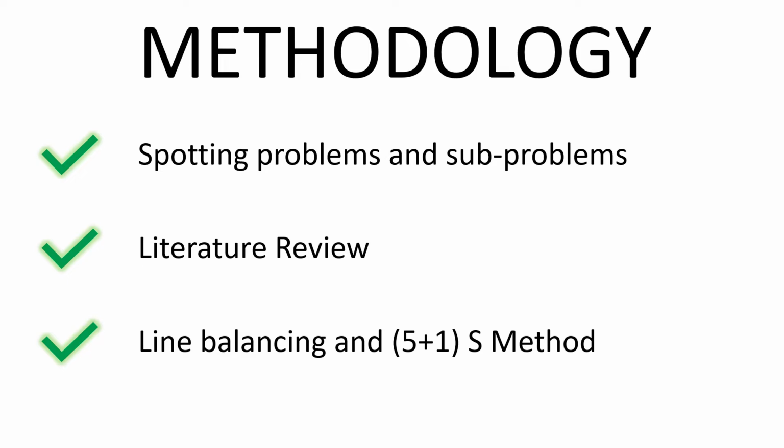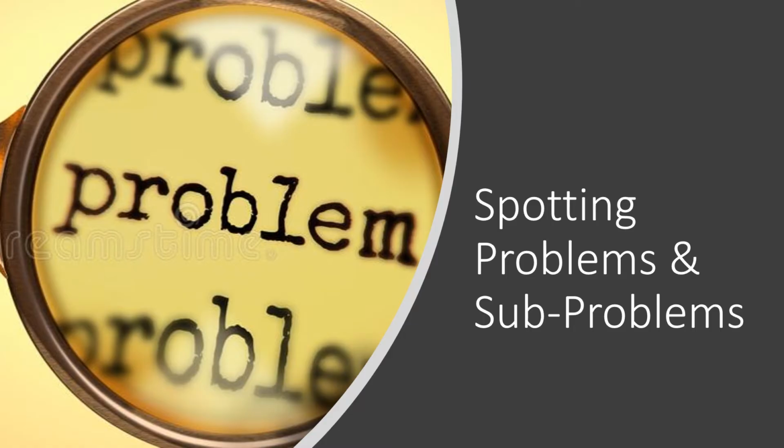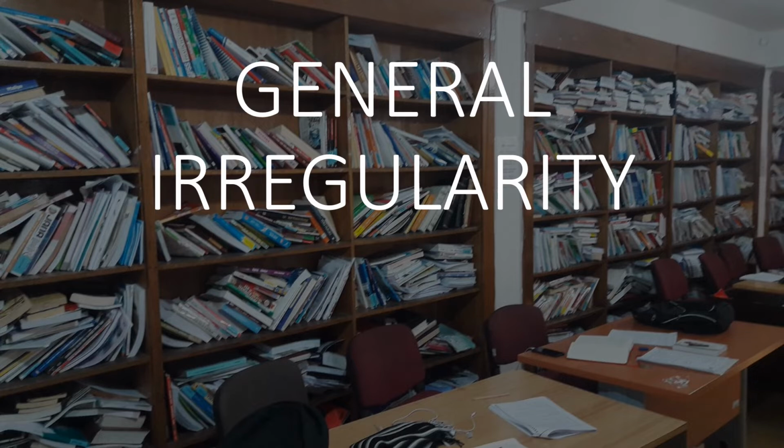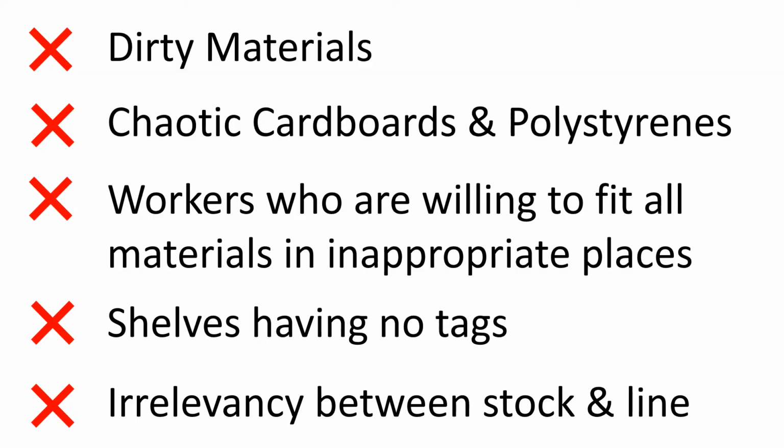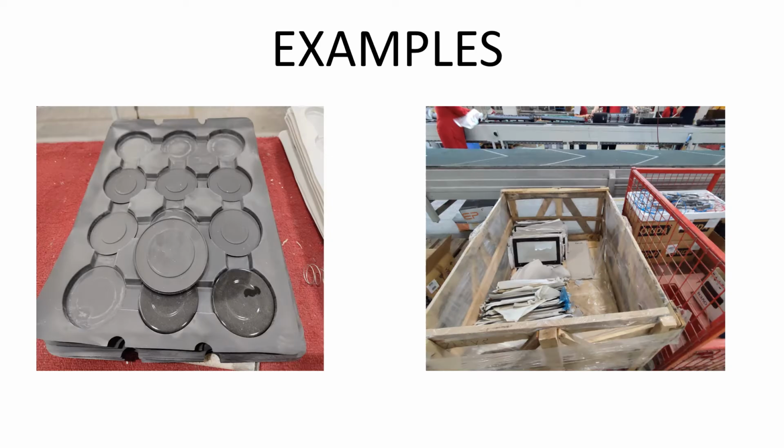Let me jump into the third main part, which is methodology. I detected the problem and sub-problems. First, the major problem was general irregularity. General irregularity stems from issues like dirty materials and irrelevancy between stock and line. For example, dusty burner caps and irrelevance between the assembly line and stock.